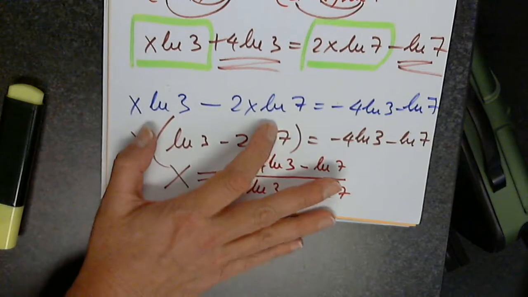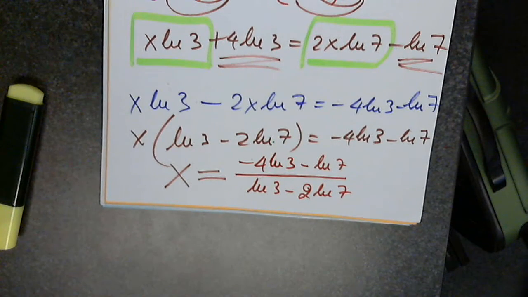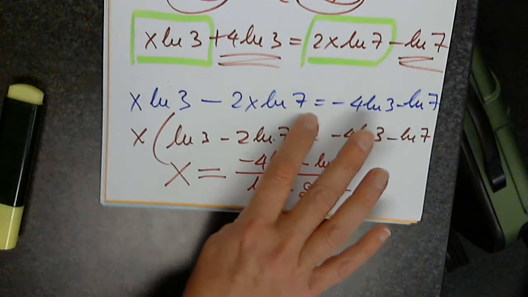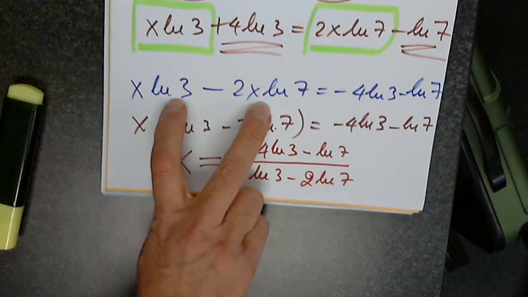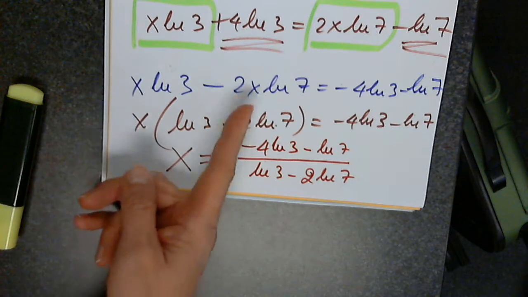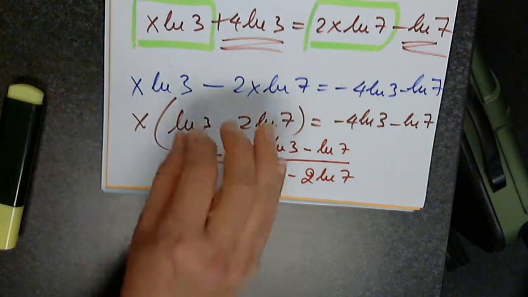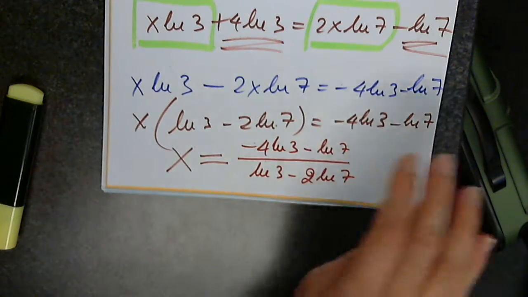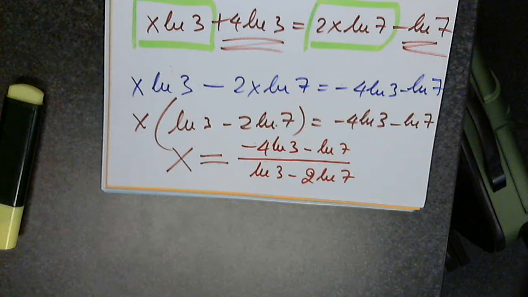Here I look. Well, I can combine them? They're not like terms, because this is natural log 3 and this is natural log 7. But I have a way of solving for x by factoring out x. X times this is this, x times this is that, right? So this is just a number. So therefore, in order to get x, I divide this by this. Is that okay? Better? Okay.